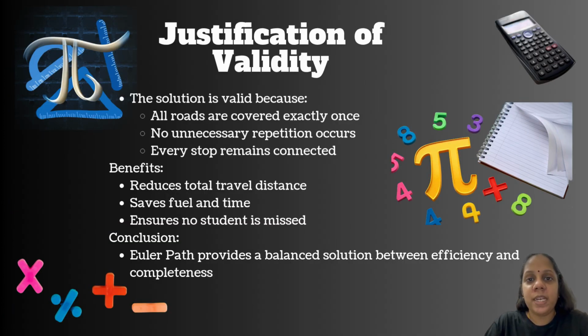Justification of validity. Now let's justify why this solution is actually valid. First, every road is used exactly once. Second, no unnecessary repetition. Third, all stops are still connected.